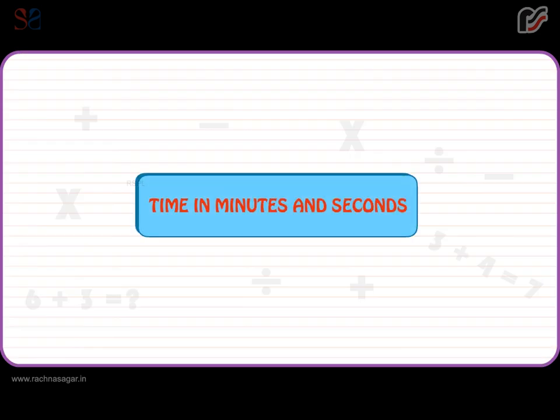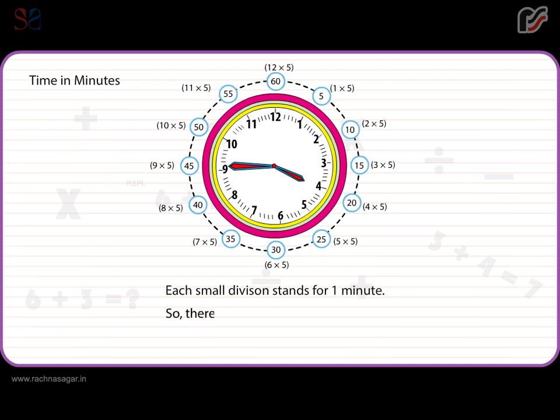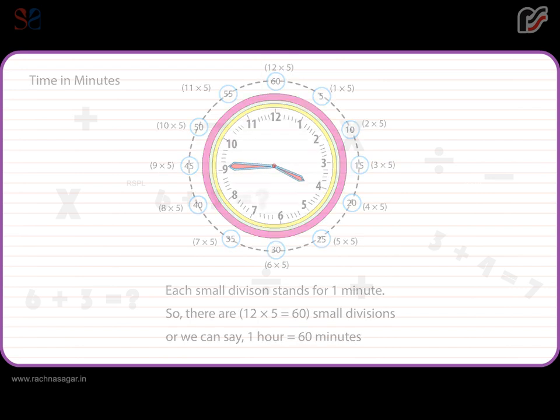Time in minutes and seconds. We know that there are 12 big divisions marked on the clock. Each big division has 5 small divisions. Each small division stands for 1 minute. So, there are 12 into 5 is equal to 60 small divisions. Or, we can say 1 hour is equal to 60 minutes.